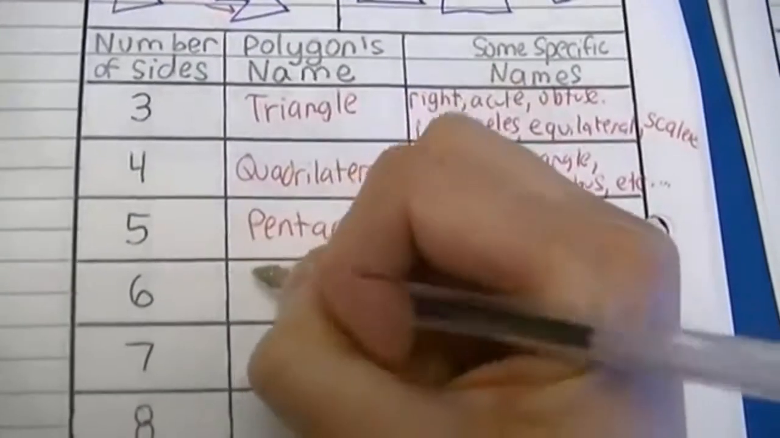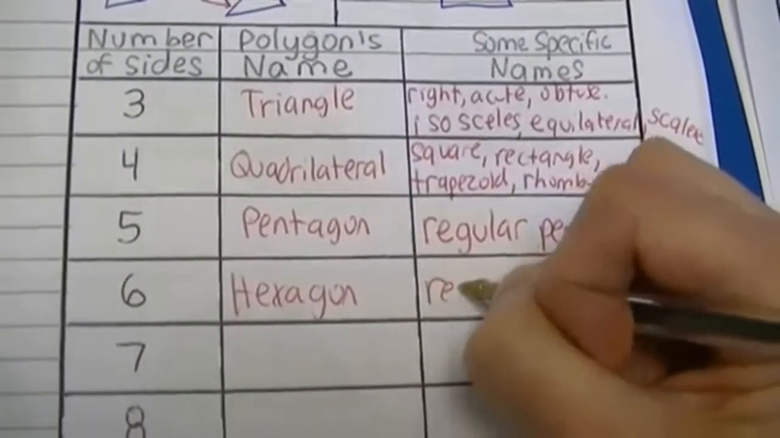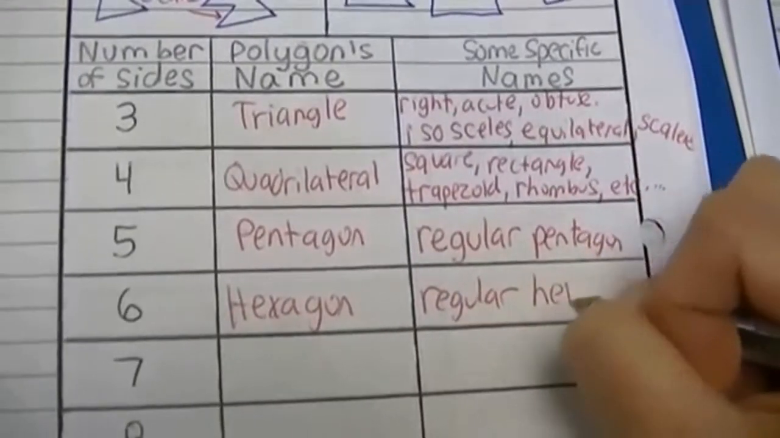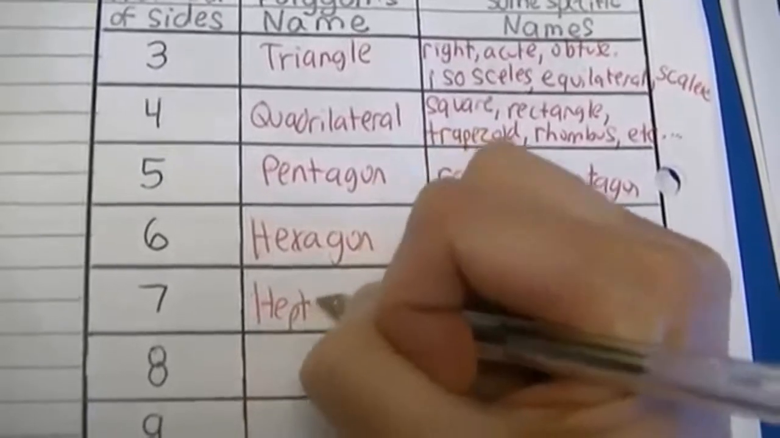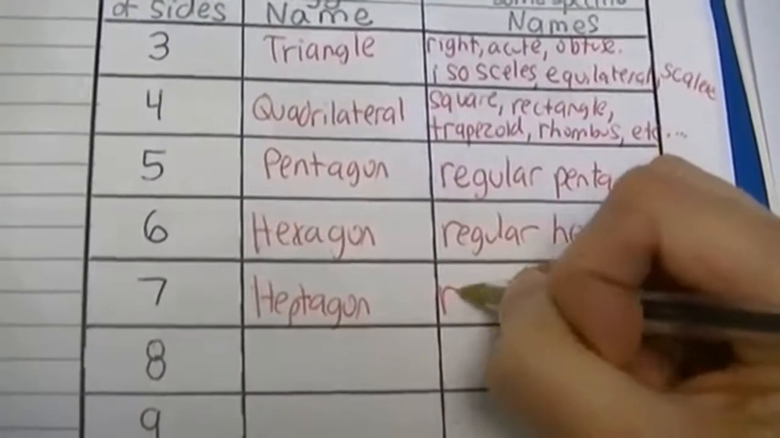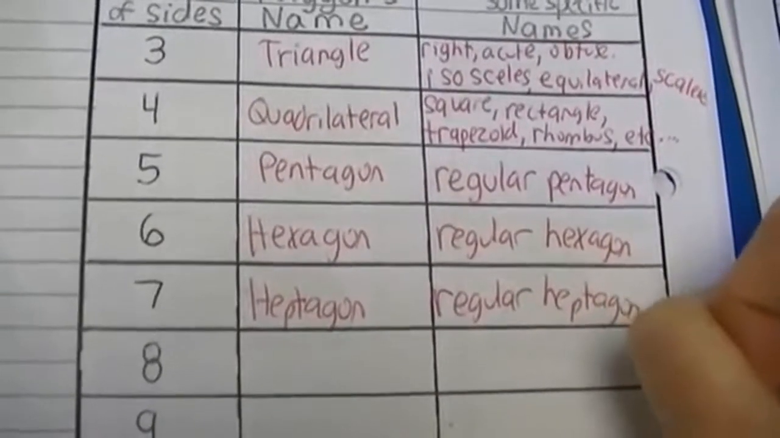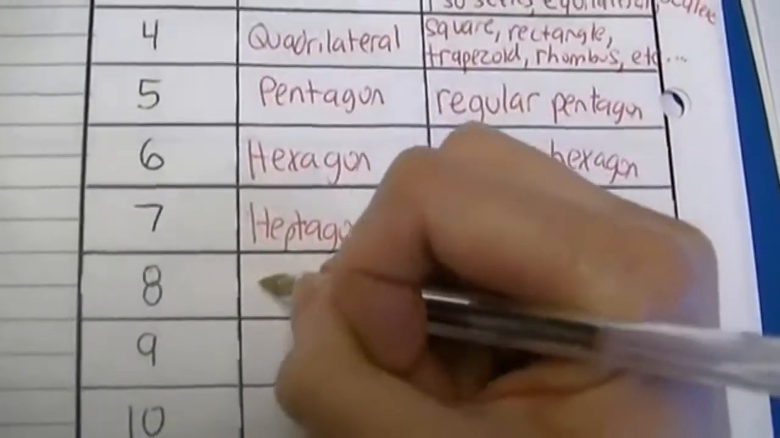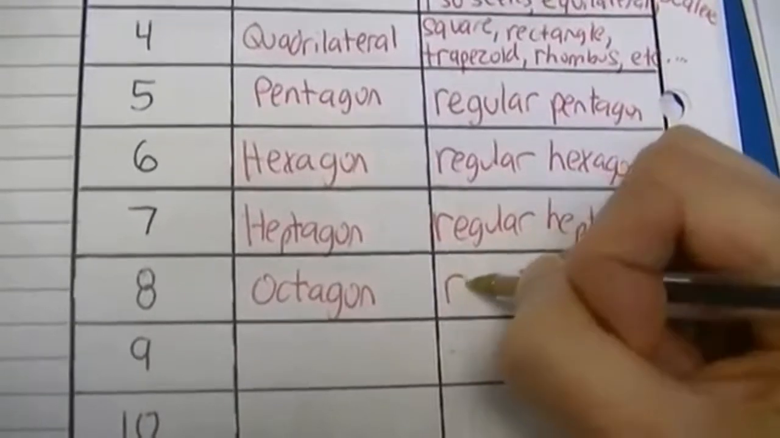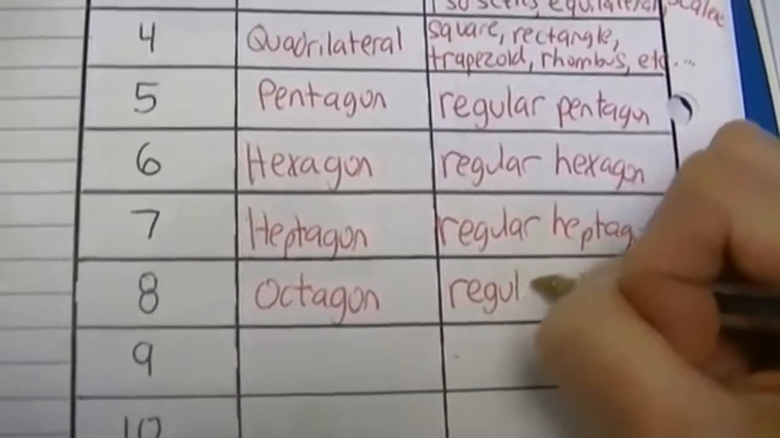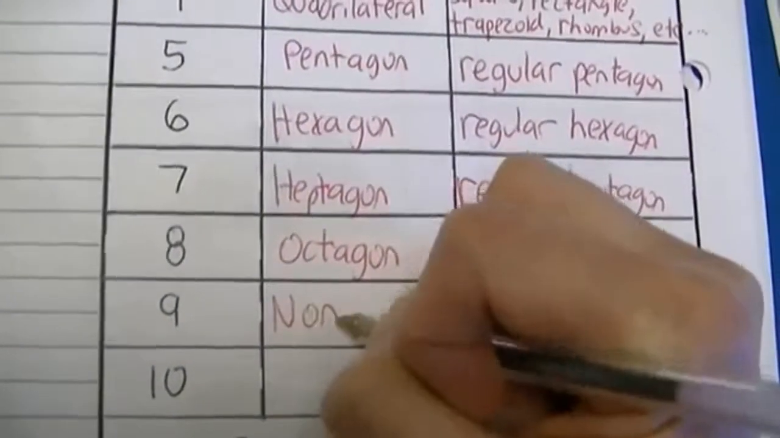Okay, a six-sided polygon is a hexagon. And a more specific one would be a regular hexagon. Okay, seven-sided is a heptagon. And a specific one would be a regular heptagon. An eight-sided would be an octagon. And its more specific name would be a regular octagon. Nine-sided is a nonagon.